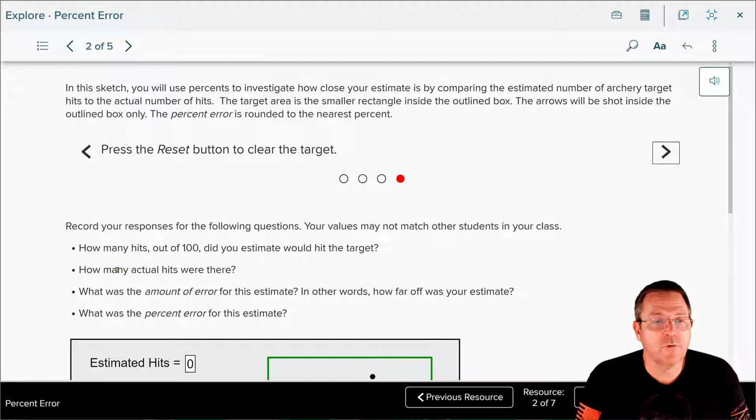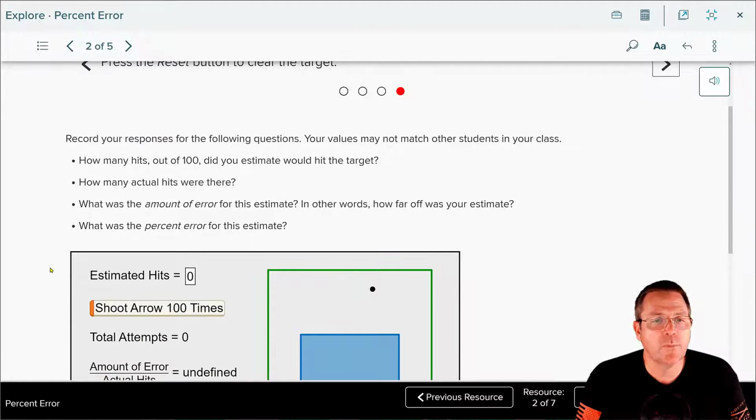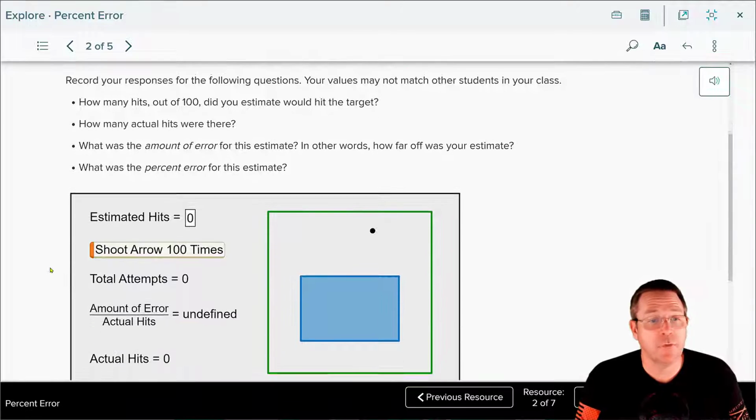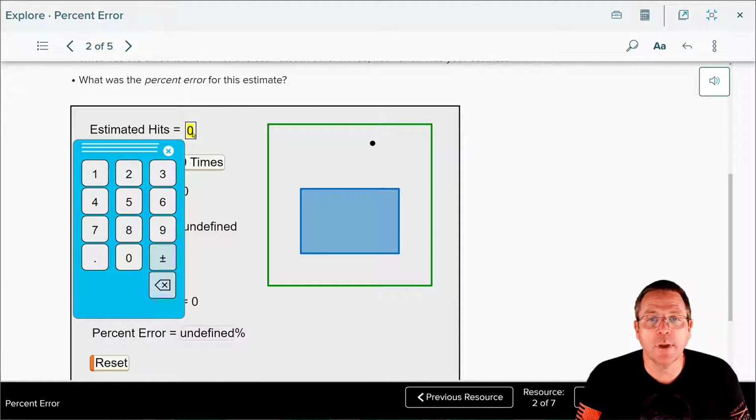So record the responses. How many hits out of 100 did you estimate? How many actual hits were there? What was the amount of error? In other words, how far off was your estimate? And what percent error is this for the estimate? So first off, let's pick a number. How many times do we think we're going to hit the target?